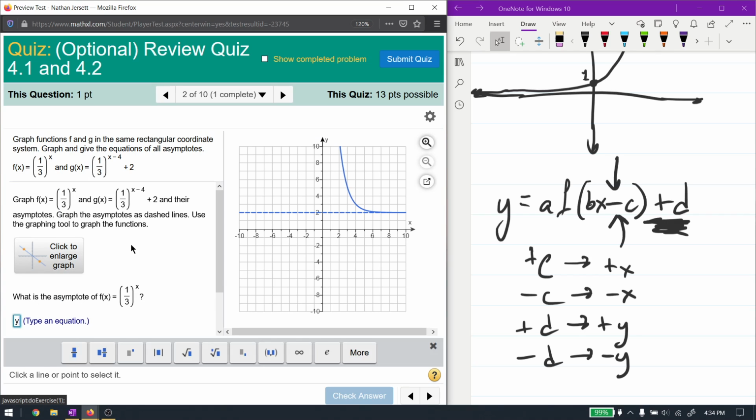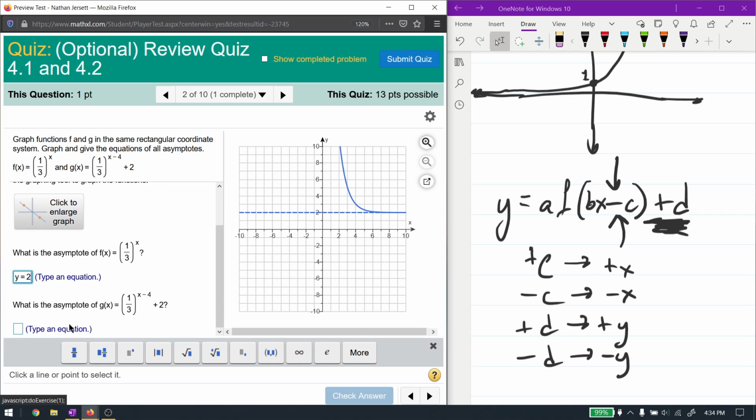As I said, it's going to be y equal to 2. Or for the original function, it's going to be y equal to 0. That's always the case for a normal exponential function. And then for the shifted function, it's going to be y equal to 2. It's always going to be whatever this vertical translation is. So if it's positive 2, it's going to be y equal to 2. If this was like -5, it'd be y equal to -5.